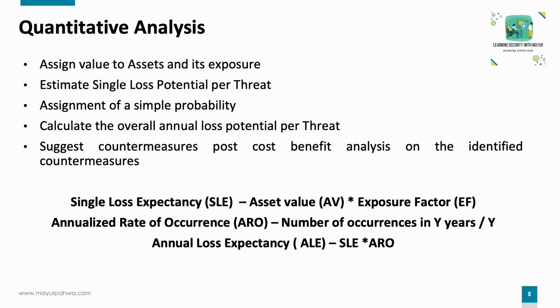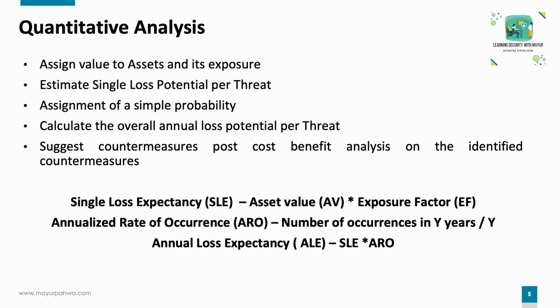The annualized rate of occurrence represents the estimated frequency of a specific threat taking place within a 1 year time frame. If a cyclone occurs once every 10 years, the ARO would be 1 by 10, that is 0.1. And finally, we have the annual loss expectancy. It's the loss potential every year that the company needs to budget for.